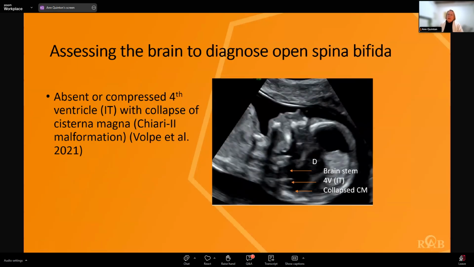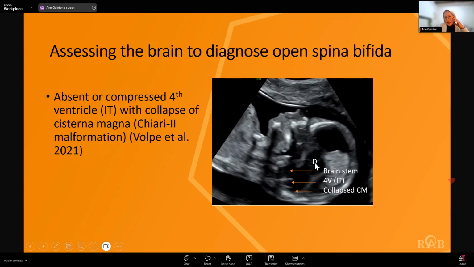All right, so that brings us on to spina bifida. So if we're assessing the brain to diagnose open spina bifida, again, we're looking in that sagittal view to start with, and we're looking for an absent or compressed fourth ventricle, so intracranial translucency, with collapse of the cisterna magna, which is that Chiari-2 malformation where the brain gets tethered and pulled down into the brainstem area, into that cisterna magna area. So here, this fetus had spina bifida.